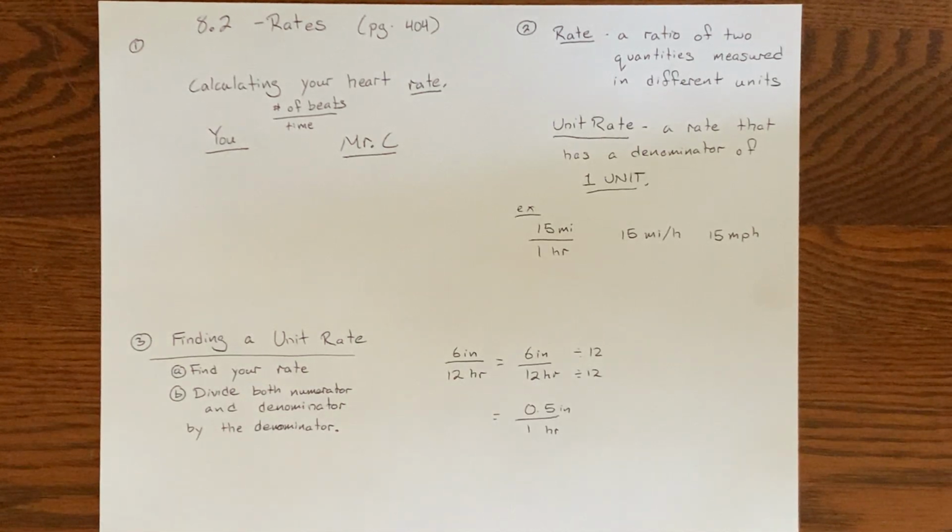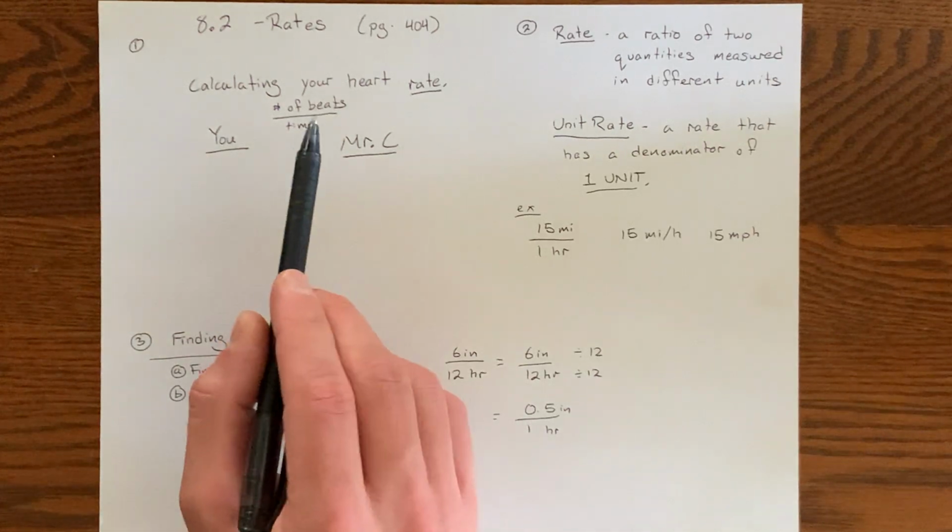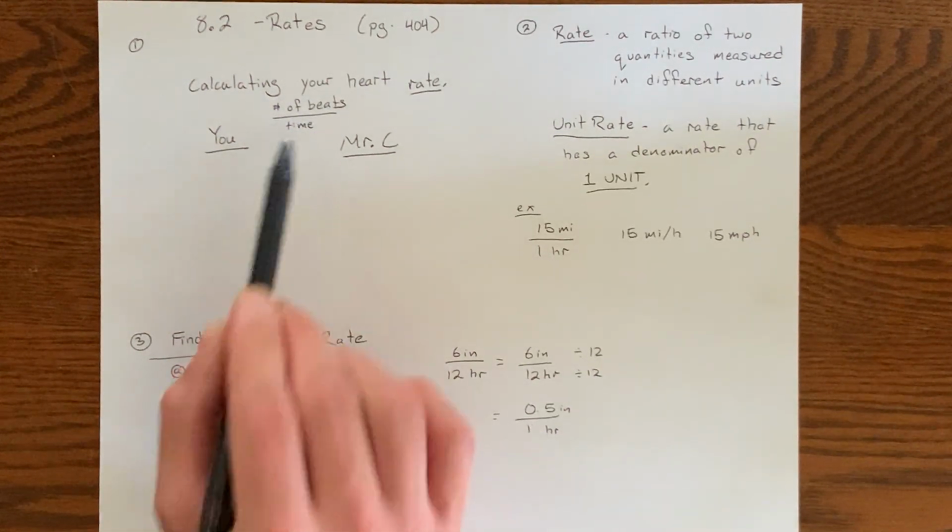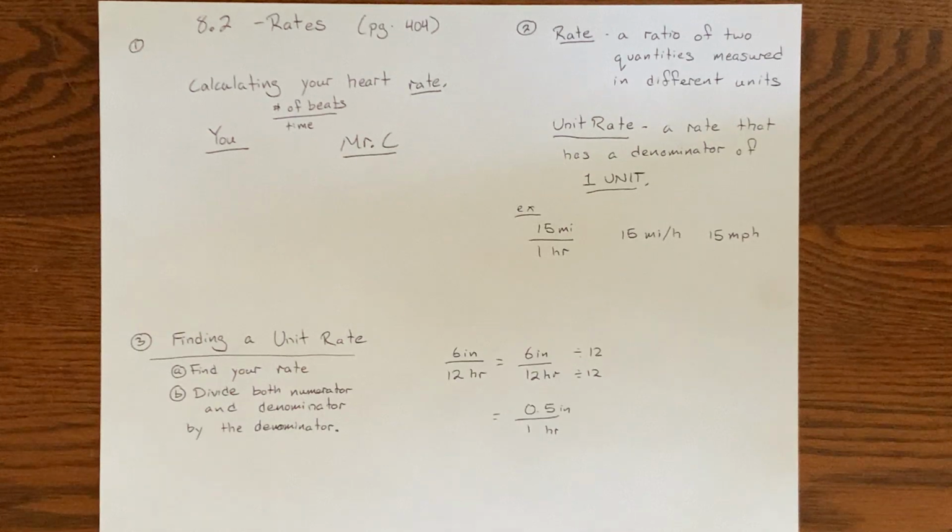And so I want you to count the number of times your heart beats in 10 seconds, but make sure you use a watch. And then you're going to record your results as a fraction. Your fraction is going to be the number of beats over time. So you're going to record the number of beats in 10 seconds. And today I'm going to be your partner, and I'm going to count my beats for 15 seconds. And then I'm going to record my results as a fraction, okay? So go ahead and do that right now.